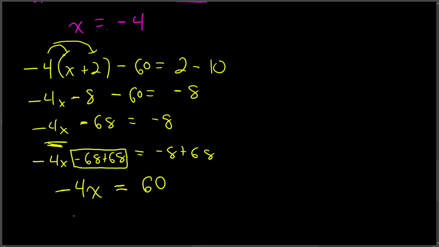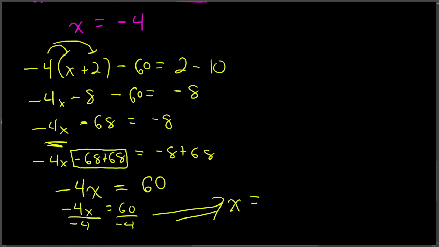Now I have to undo this multiplication. I'll do that by dividing by negative 4. And whatever I do on one side, I do on the other. I'm going to write the rest of it right here. The negative 4 divided by negative 4 will become 1. So that leaves me x. And then 4 goes into 60 15 times. And dividing by a negative gives me negative 15.